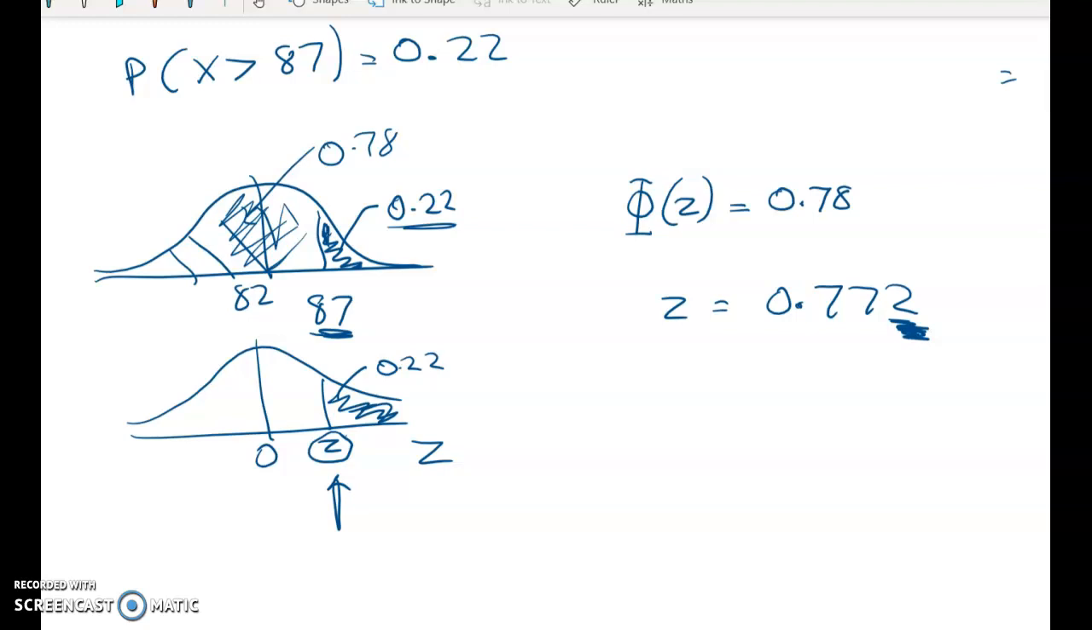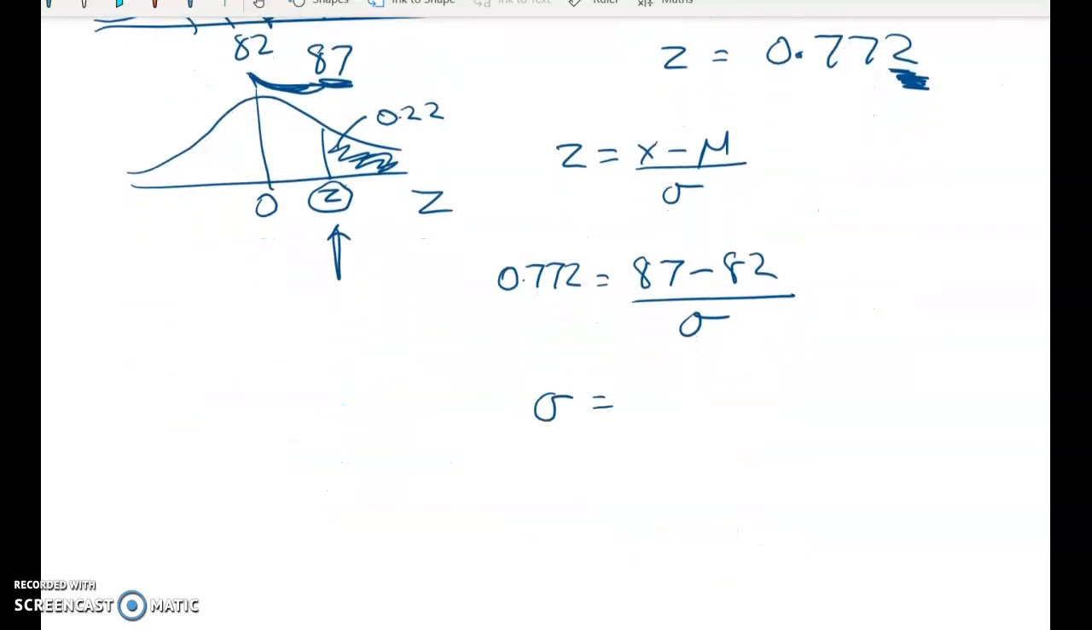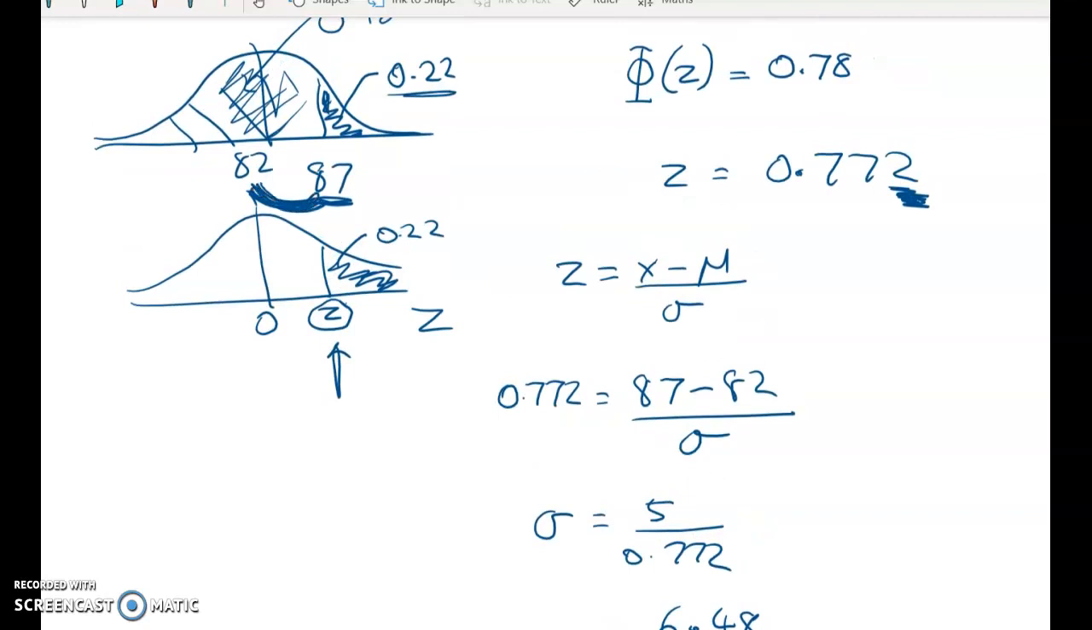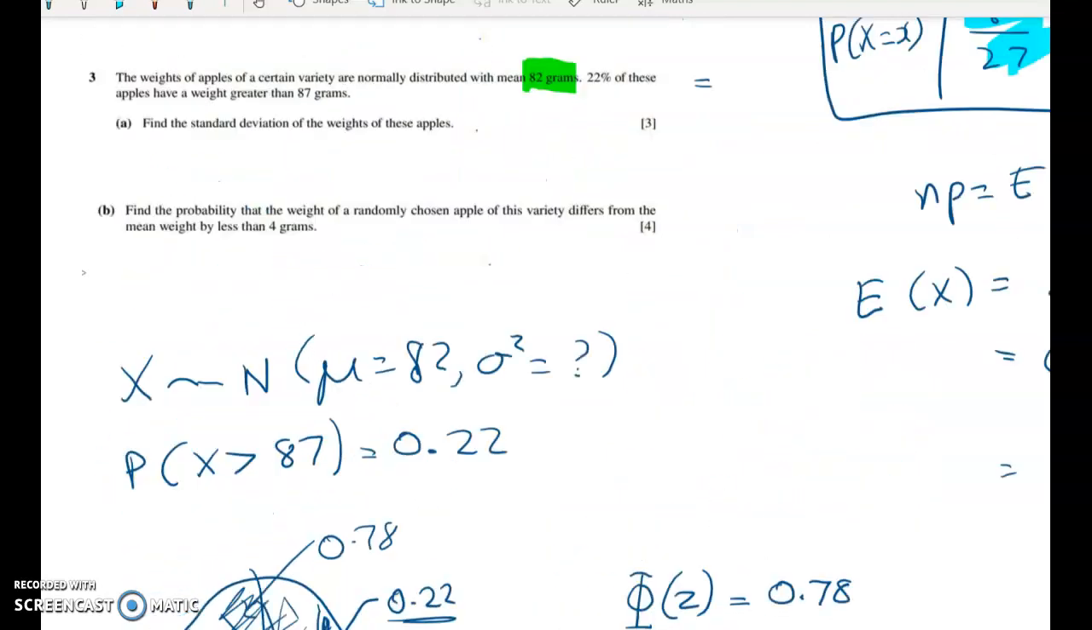And that's telling me that this gap here of 5, so we're using now the formula of this. Z is equal to x minus mu over sigma. So 87 minus 82 divided by whatever sigma is has got to give me 0.772. So sigma is equal to 5 over 0.772, which is 6.48. So the intuition behind that is that when I am 5 above the mean, because I know that I'm cutting off 22% in that tail, 5 has to represent just over 3/4 of a standard deviation. Right, so 5 above the mean represents 0.772 standard deviations, so I can back it out from there to get 6.48.